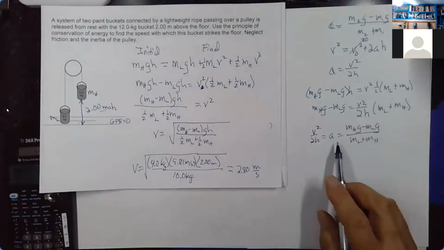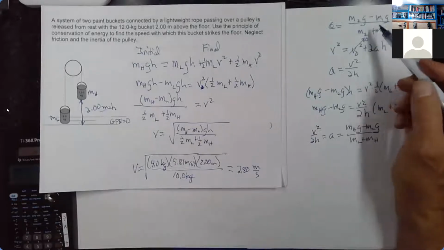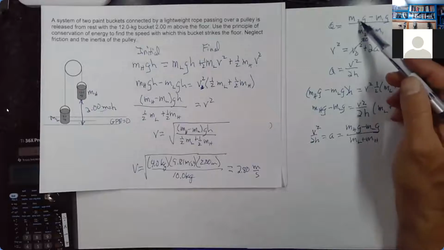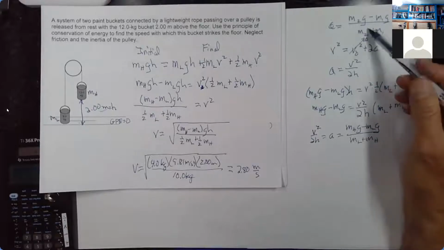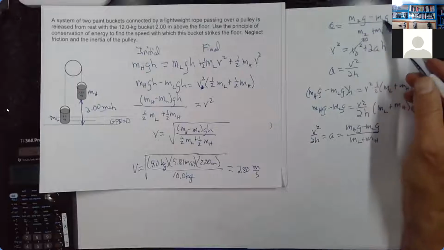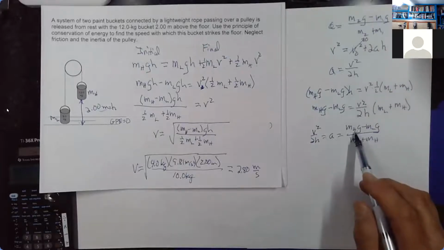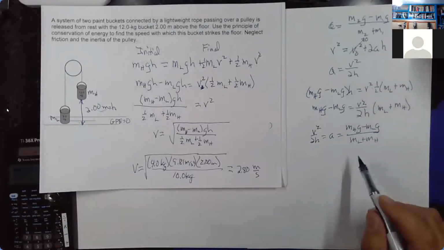And that's the exact same expression for acceleration that we had, except that I called mh, or m2, the heavier mass, and m1 the lighter mass, and I called them mh and ml. But it's the same expression.